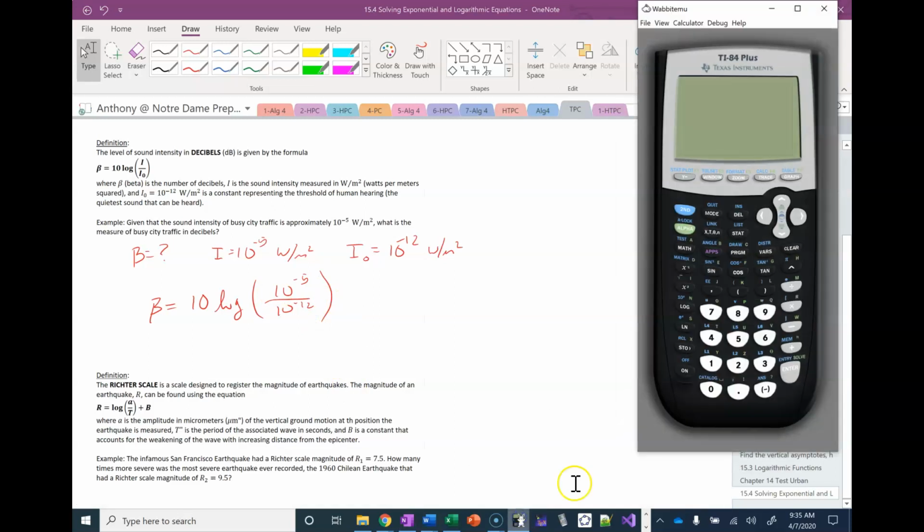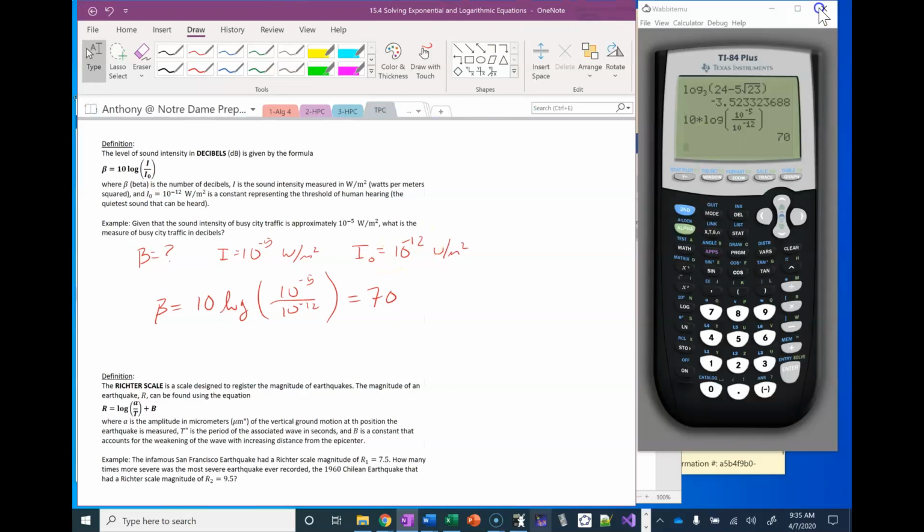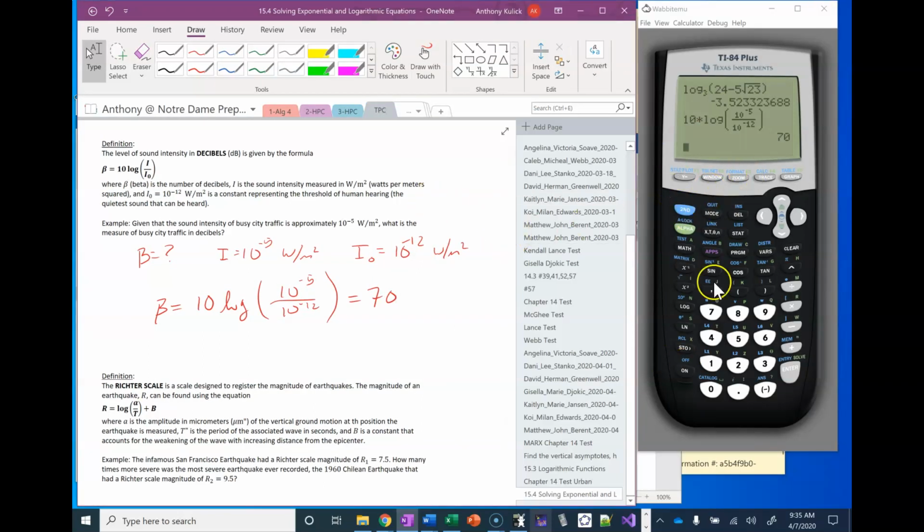And so we can type this into our calculator. This is also something you could do by hand. Perfectly reasonable to do that, but we have a calculator, so why not use it? Do that, we get 70. I'll just shrink that down so we can see that all the time. Okay. So there's that. So basically just had to plug things in.